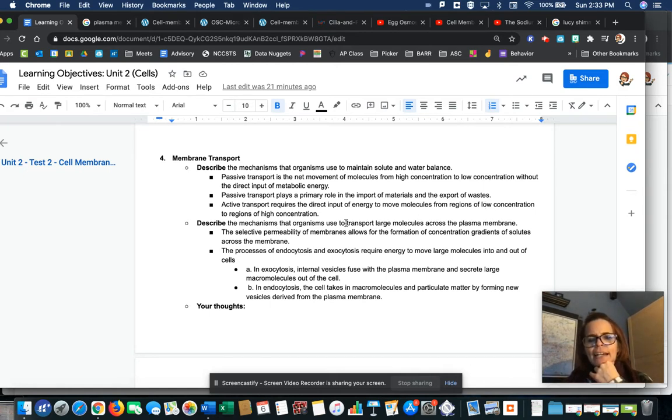All right, and then transporting large molecules, it's also called bulk transport. Bulk means big. So across the plasma membrane, and there we're talking about endocytosis and exocytosis.